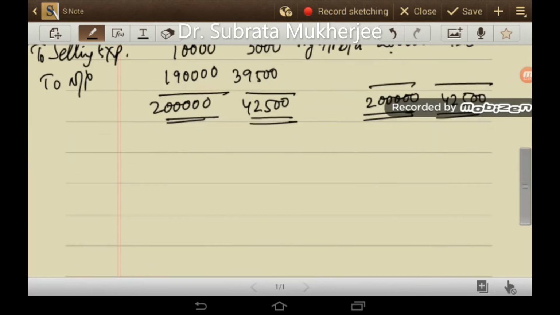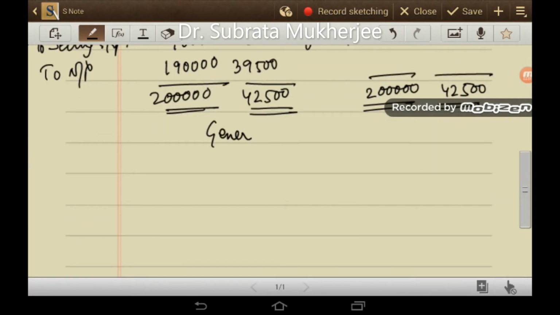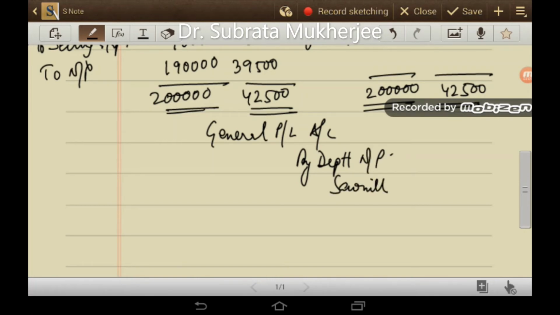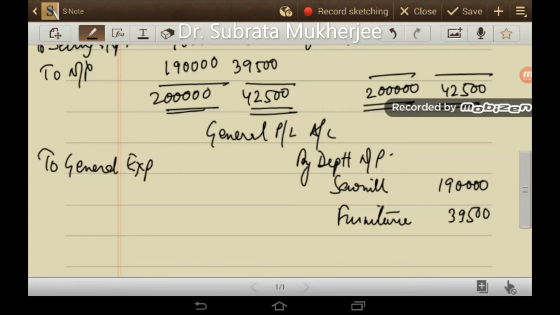Next is your general profit and loss account. So general P&L account. So by departmental net profit, for sawmill this is 1,90,000 and furniture is 39,500, and general expense is 55,000. So we will calculate the stock reserve in opening stock and closing stock.